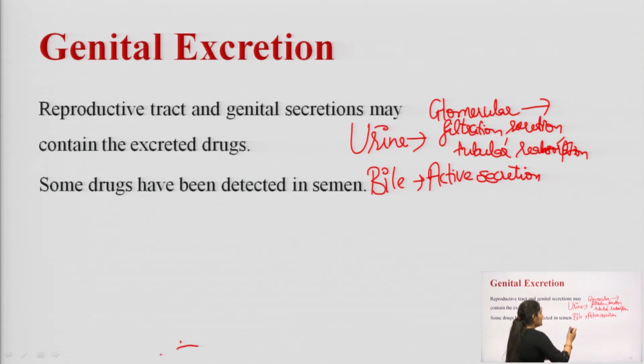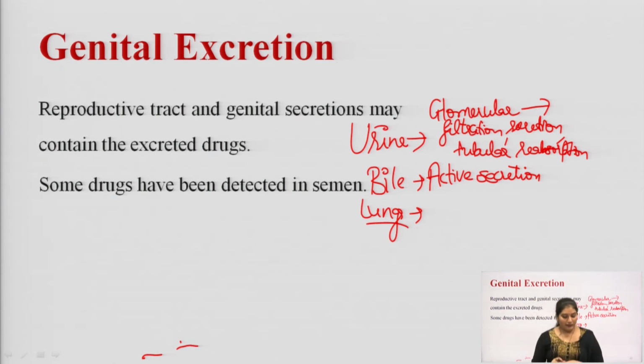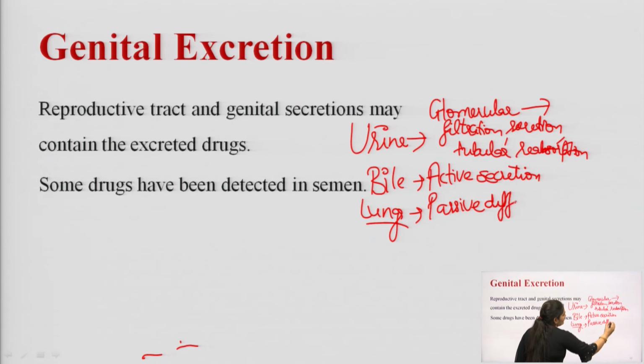Next type of route is the lungs. In the lungs, the mechanism involved is passive diffusion. Gaseous substances that are volatile in nature or general anesthetics can get excreted out with the help of pulmonary excretion. Next route is the saliva.